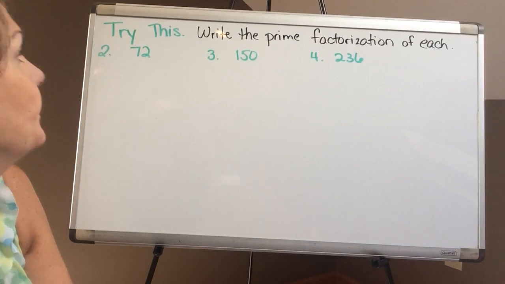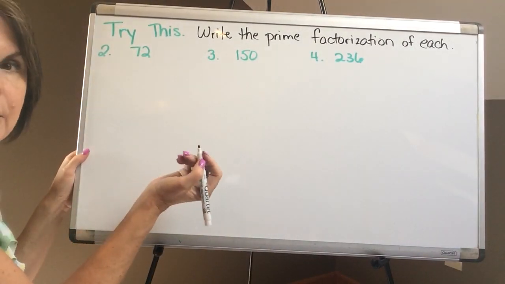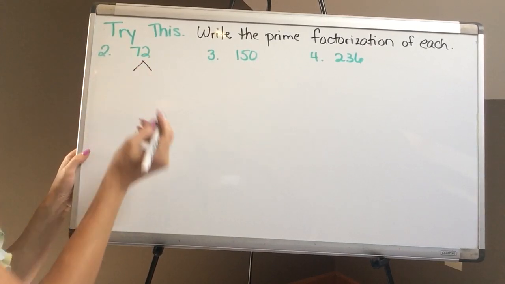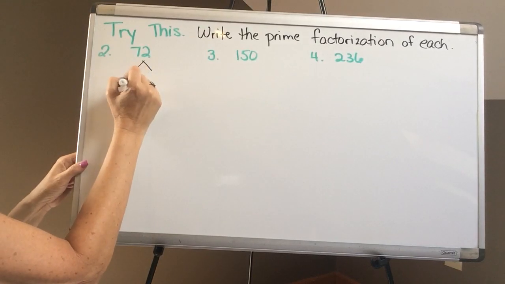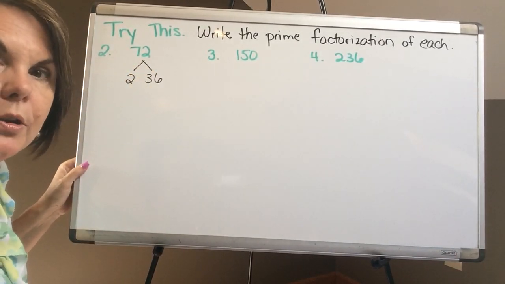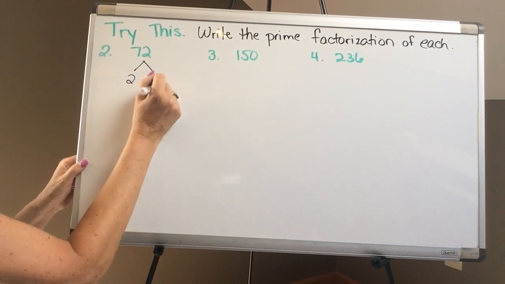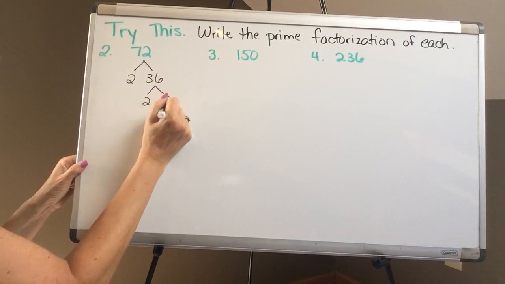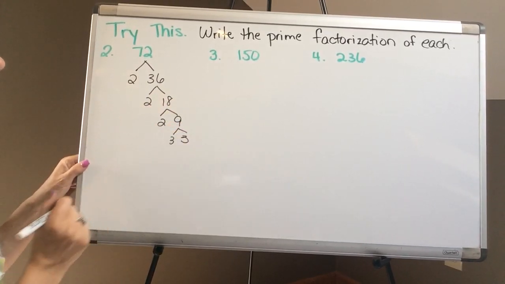Let's try a couple. 72. Okay, it's even, it ends in a 2. I could do 2 times 36. 8 times 9, the better you are, the quicker you are with your math facts, the easier this actually is going to be. This is 2 times 18. This is 2 times 9. This is 3 times 3.